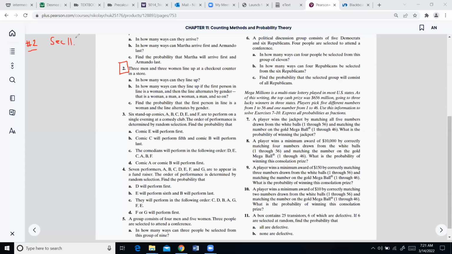So in this exercise, they're talking about 3 men and 3 women that line up for the checkout counter. So the question is how many ways they can line up. So what are they talking about? Well, looks like there are 3 men and 3 women, right? That are trying to line up at the counter. So how many possibilities can we have here?